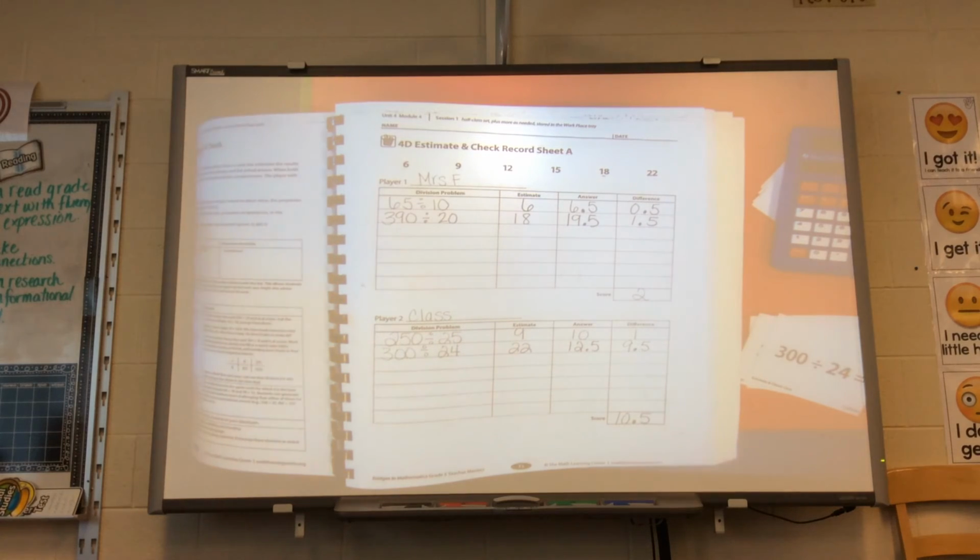Like I said, you could always make your own cards. That's a great game variation. You could also play this with other operations as well if you wanted to practice other operations, multiplication, or you'd have to change these numbers up here though, okay? And those are the directions for how to play estimate and check.